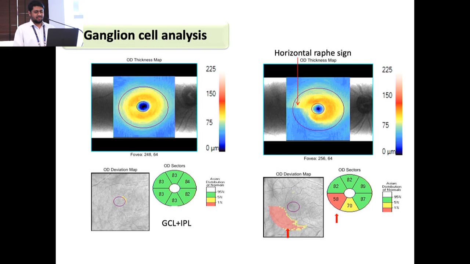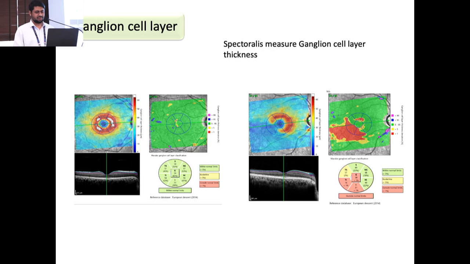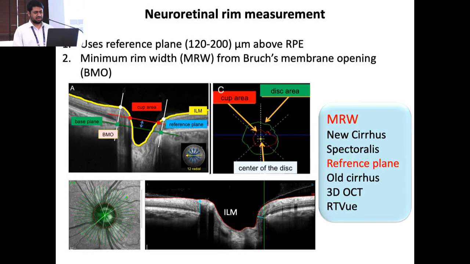And you can see a horizontal raphe sign, a very clear feature of glaucoma. It obeys the horizontal meridian, and that is very well documented in the Zeiss Cirrus OCT. If you use that, you can clearly see the horizontal raphe sign. And in the ganglion cell layer analysis in the Spectralis, this one is the normal and the other one is having the inferior defect. So usually all the parameters will try to correlate.